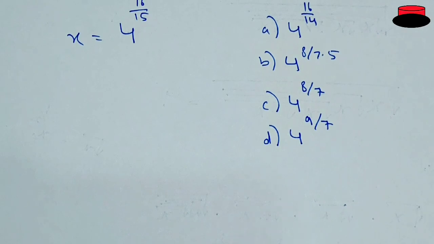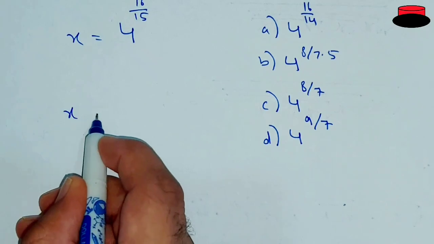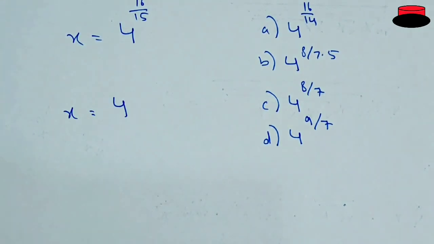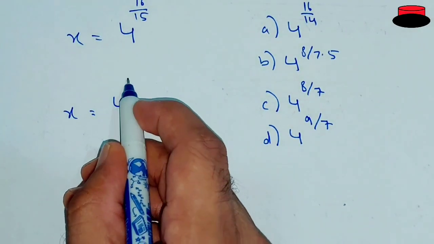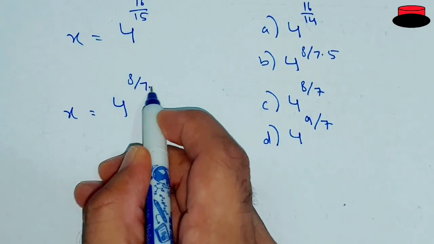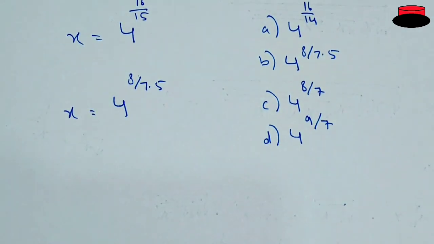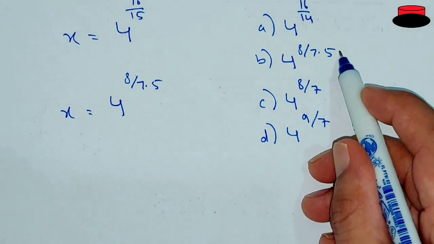And here we have the 4 options. So this one is not available in the options. So can we write 4 power 16 over 15 as 4 power 8 over 7.5? So we can write in this way as well. Now this is available in the options. So B is the right answer.